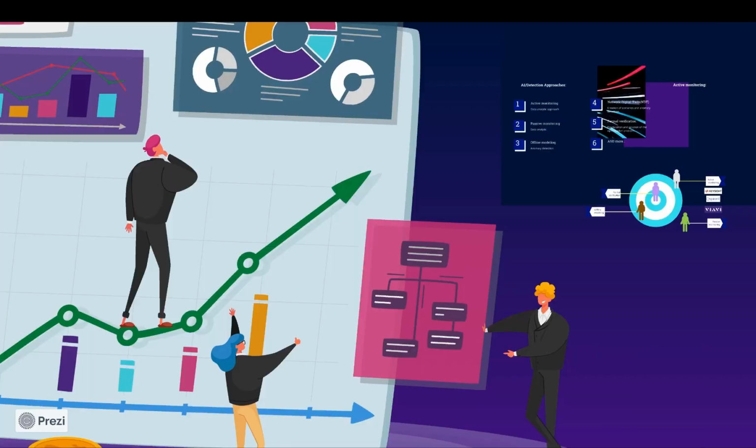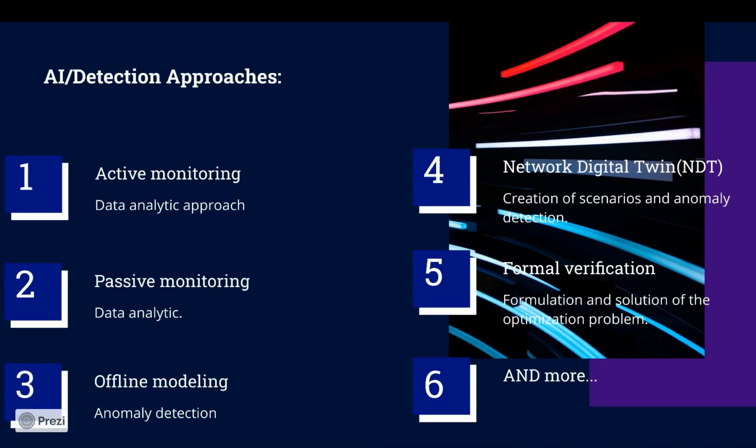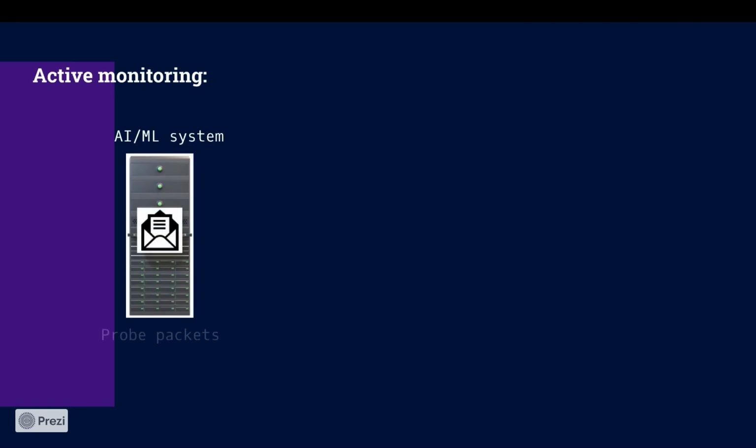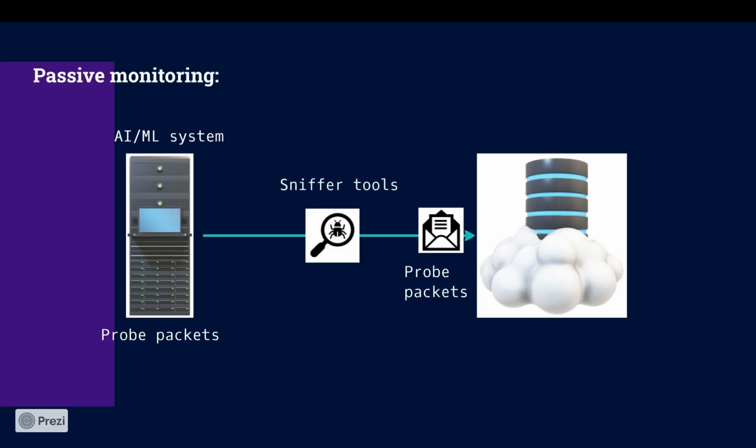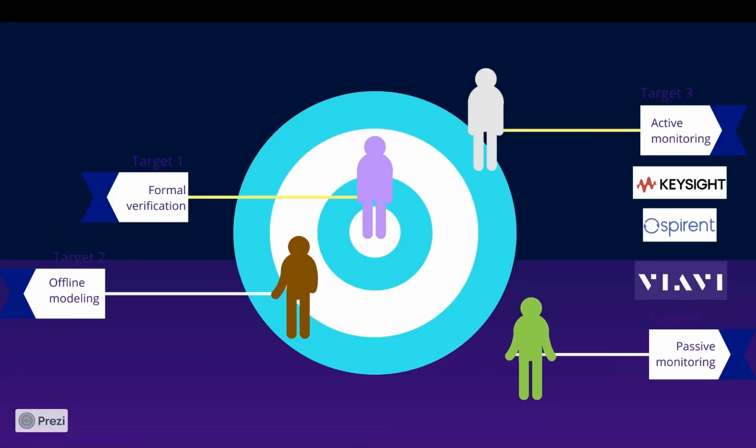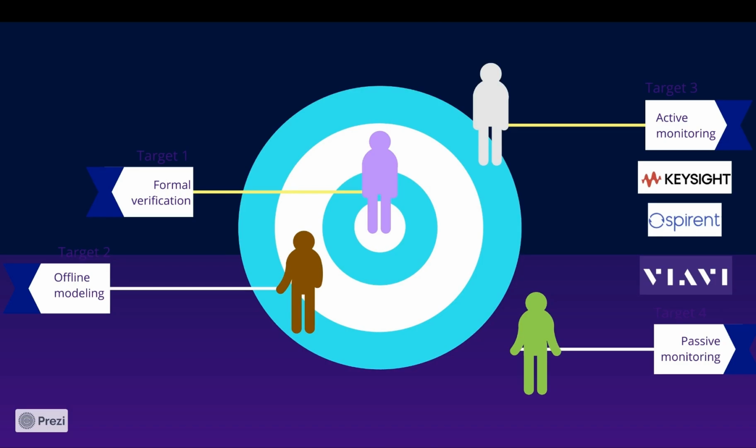How can AI/ML be used to solve these misconfiguration problems? Some AI/ML techniques which can be employed are shown here. Let's look at the first 2 methods. In active monitoring, this strategy involves interacting with the system by sending synthetic service requests or probe packets to uncover any misconfigurations within it. In contrast, the passive monitoring method involves the study of system elements without the use of probe packets. These solutions often employ sniffer tools for real-time telemetry and KPIs.